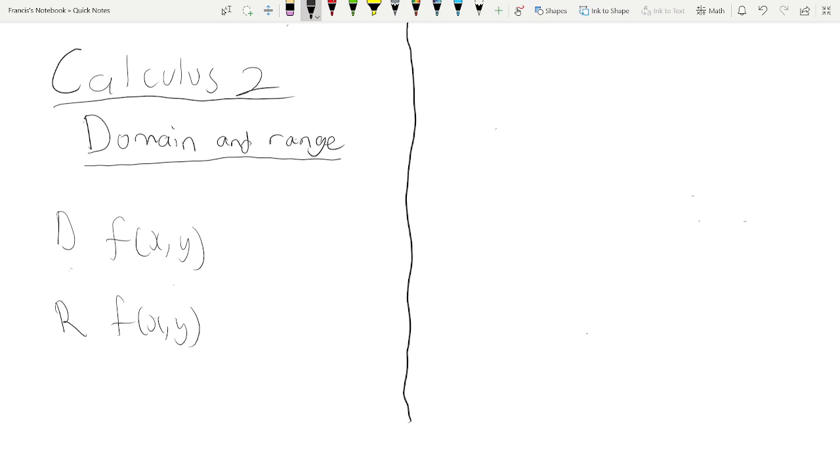So I'll give an example. We start with a basic one. If I have my function x plus y, realize that for a function like this, I can put in all real numbers. So that becomes my domain. And if I want to look at my range, realize that if I put in all real numbers, my output can also be all real numbers. I can put in negative numbers, positive numbers, fractions, any kind of real number at all.